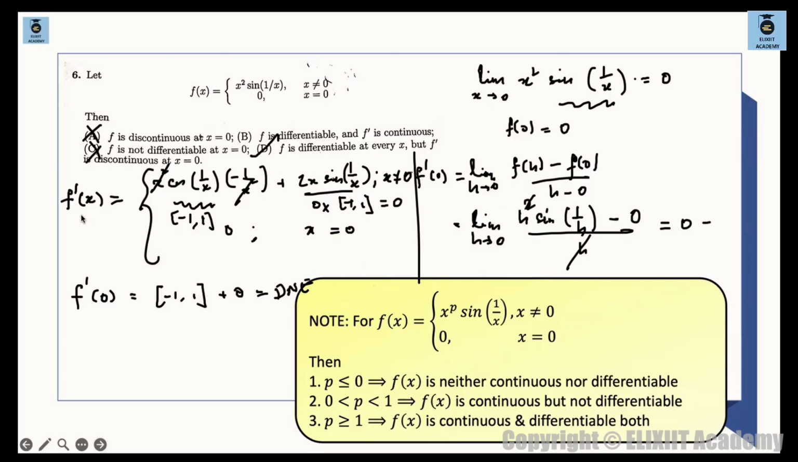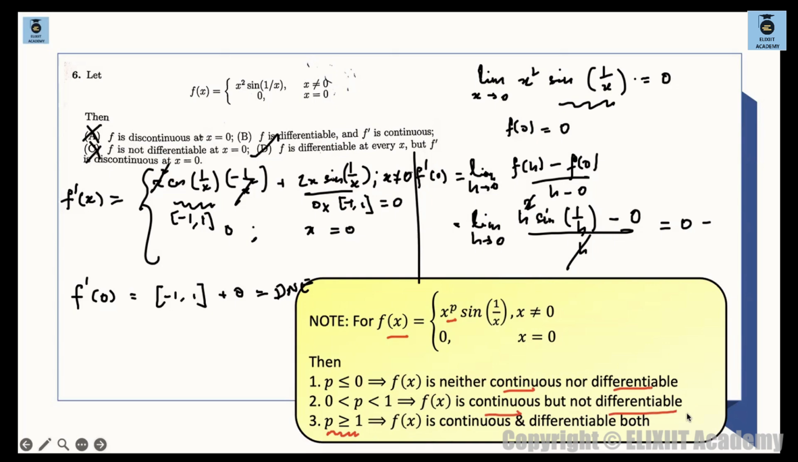Now to do these kind of questions, you need not do so many calculations here. You can directly see, I have given one shortcut over here that when f(x) is x to the power of p into sine 1 by x, then you can use this shortcut. Okay, when p is less than or equal to 0, f(x) is neither continuous nor differentiable. When p lies in between 0 and 1, f(x) is continuous but not differentiable. And when p is greater than or equal to 1, f(x) is both continuous as well as differentiable.